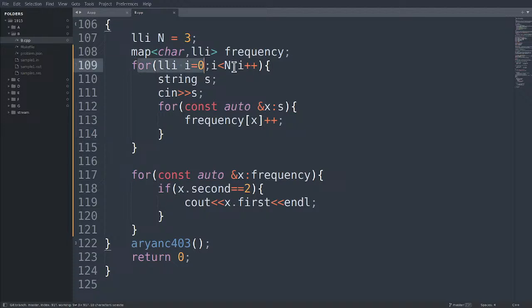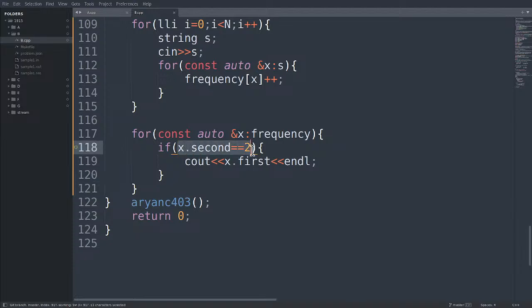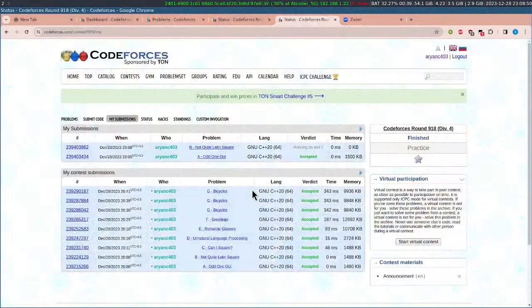The algorithm is: we read the 3 lines of input. We take input in a string and add the number of characters each appears in a frequency array map. We can also use a hash map, or there are many different solutions for it. And at last, we print the character which appears 2 times, because of the input, we know that only one character will appear 2 times.